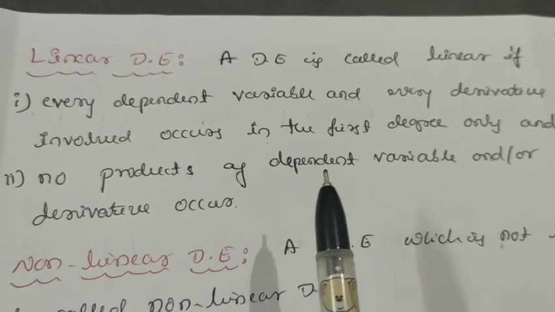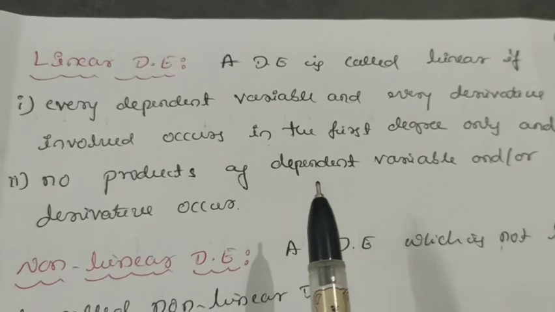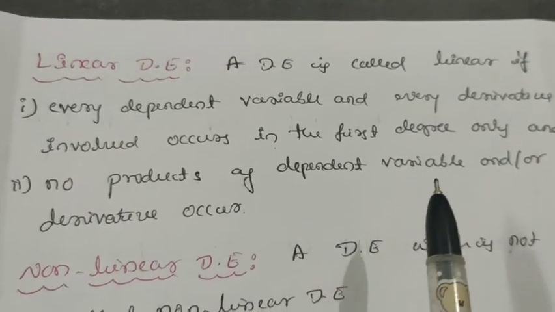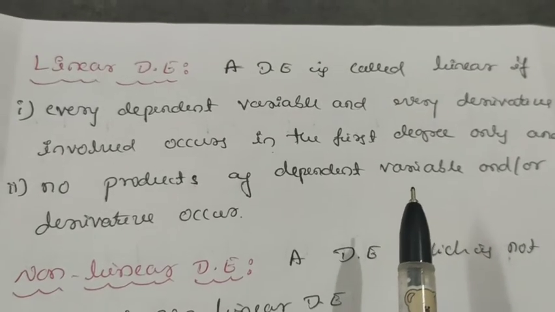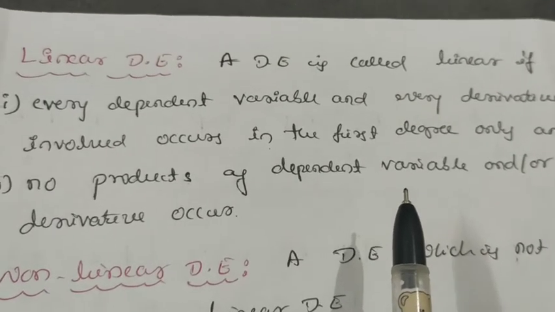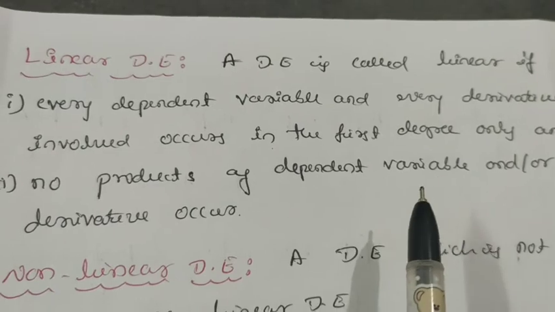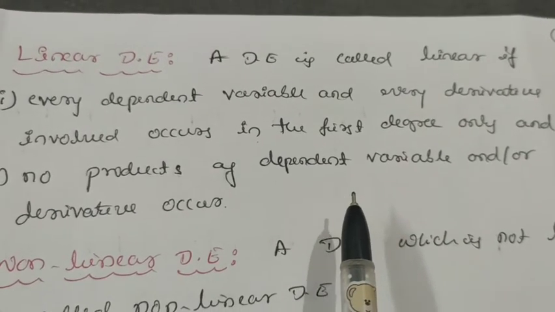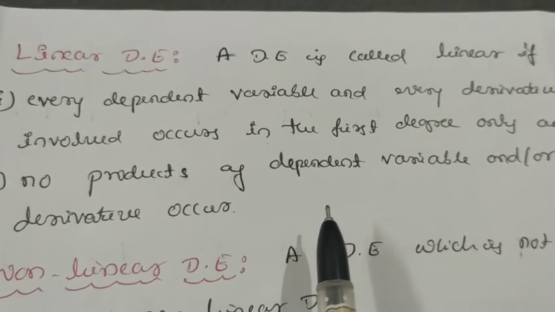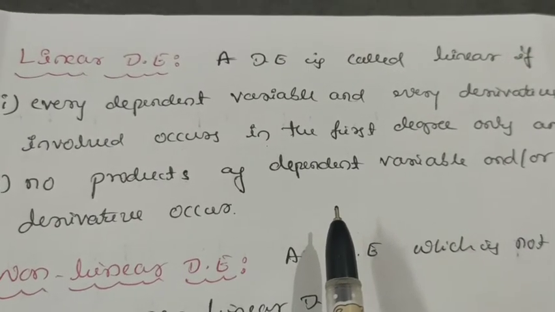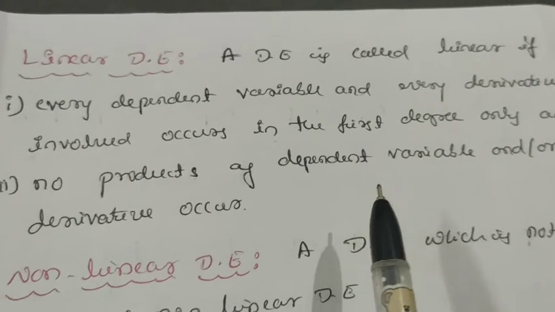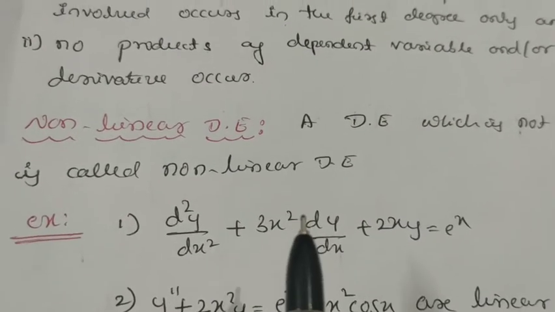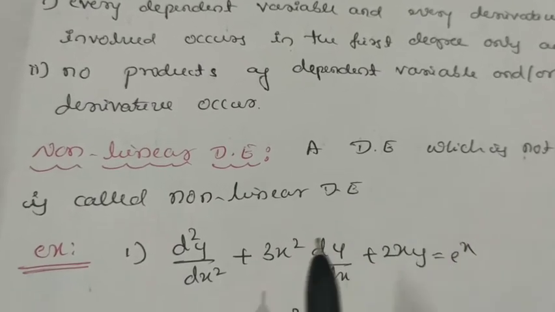That is, the degree of the differential equation should be 1. This point you have to remember, and the degree of the dependent variable should also be 1. That is the first point. And the second point is that no product of the dependent variable and the derivative should occur, that is, a term like x into dy by dt should not be present in the given equation. And a non-linear differential equation means an equation which is not linear.